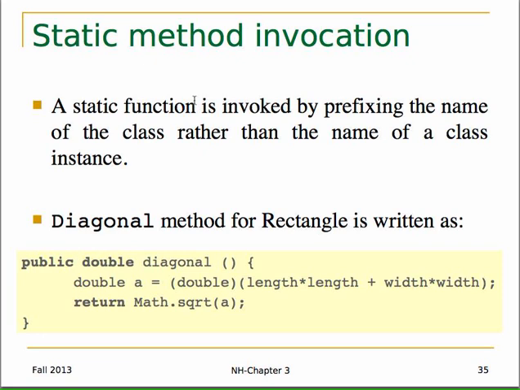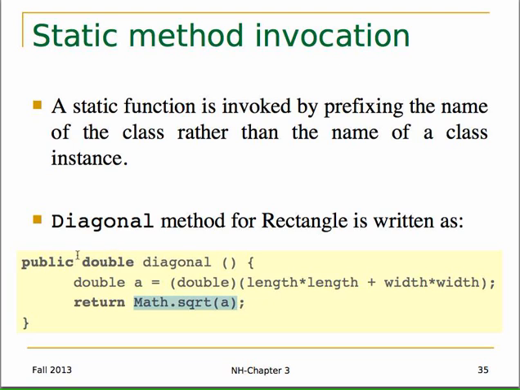How do you invoke it? Here's how you would use it. You'd say the class name, which is Math.sqrt(a). You could, if you really wanted to, create an instance of the Math class, let's say Math x = new Math(). You don't really have to do that, but say you did. Then you could say x.sqrt(a). It will just do exactly the same thing.